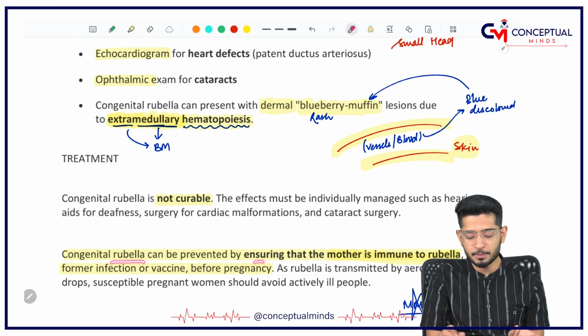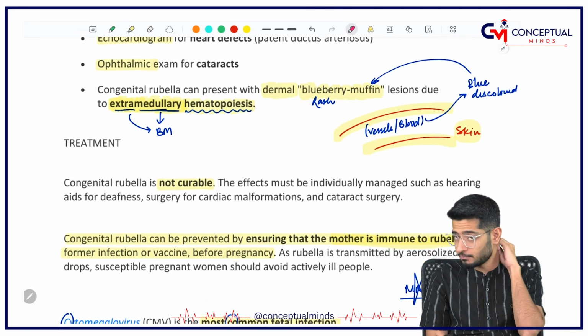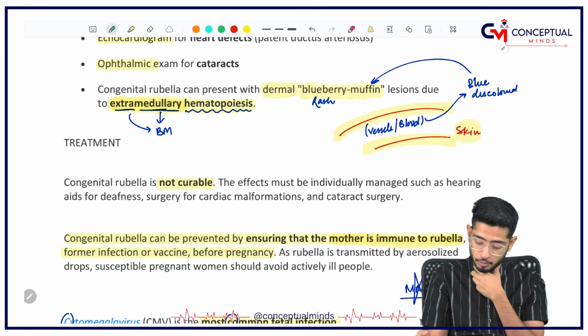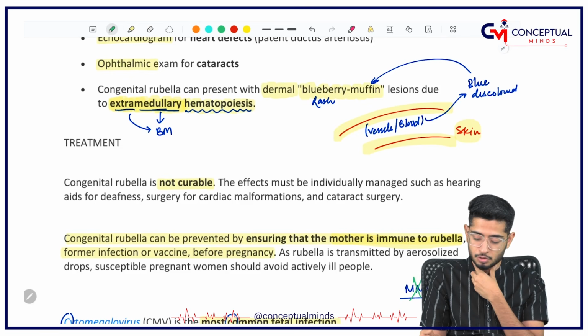Congenital rubella can be prevented by giving the vaccine to the mother, but before pregnancy. Please remember, you have to give it before pregnancy, because MMR is not given in pregnancy.